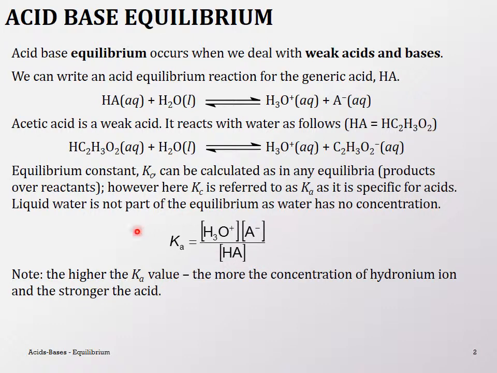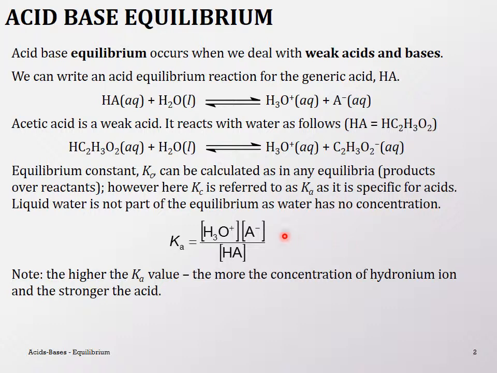So this is how you would calculate Ka, and this is called Ka because this is the equilibrium constant for an acid. If it was a general equilibrium constant, you call it Kc as we did before, but in case of acid, we'll call this Ka. So it makes it a little bit easier for us to follow what equilibrium constant we are dealing with.